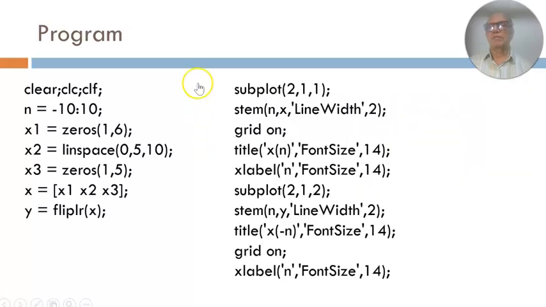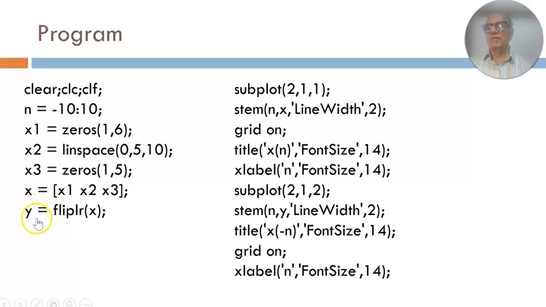Now the program is again simple. In this case, we have not used any ramp functions, etc. We have simply used zeros and linspace in order to generate our discrete time function itself. So it's easy to see what it is. n equal to minus 10 to plus 10. Then use zeros 1 to 6. Then x2 is linspace 0, 5, 10. In fact, it is the same program that we have seen earlier when we were talking about shifting. So it is the same way the x is generated.